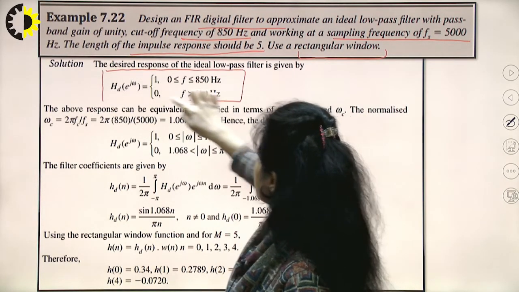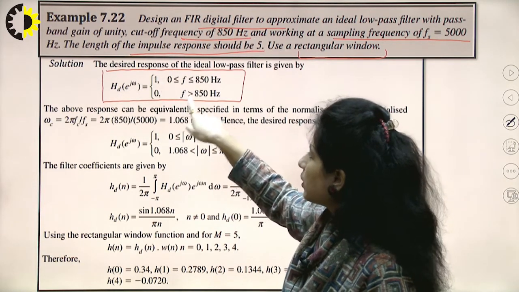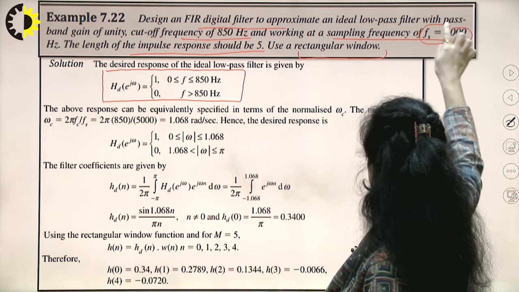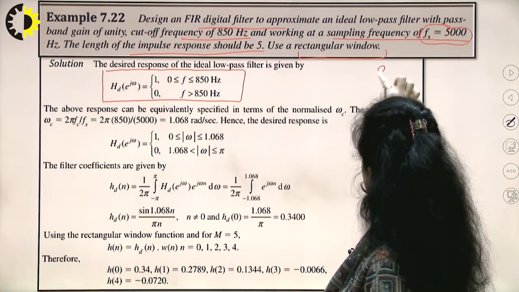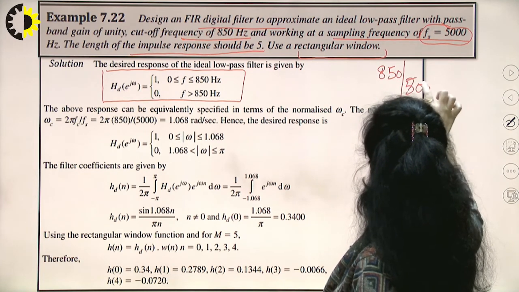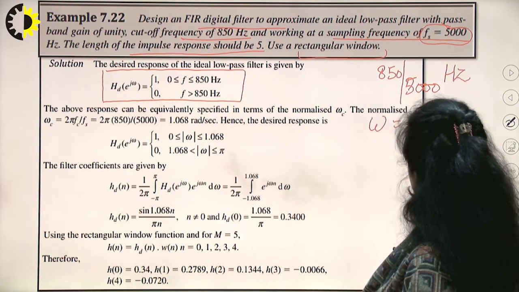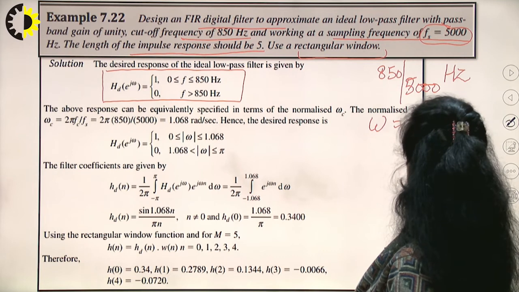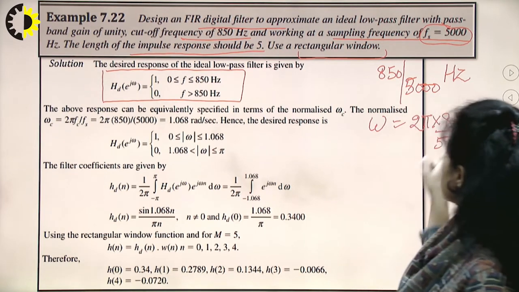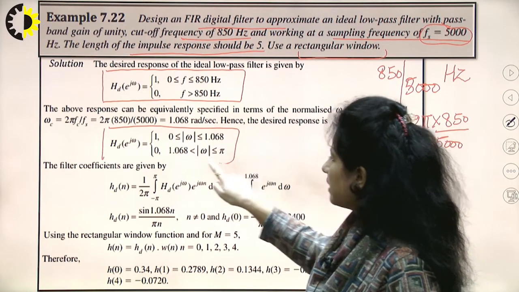Because the cutoff frequency is 850, less than that, the response is 1. Beyond that, the response is 0. Because the sampling frequency is also given, I need to scale down the given frequency. 850 would be normalized by dividing it by the sampling frequency. Now this frequency is given in hertz. I'm talking about omega, so I need to multiply it by 2 pi. So 2 pi into 850 by 5000. So this is my normalized frequency with which I'm going to design my FIR system.